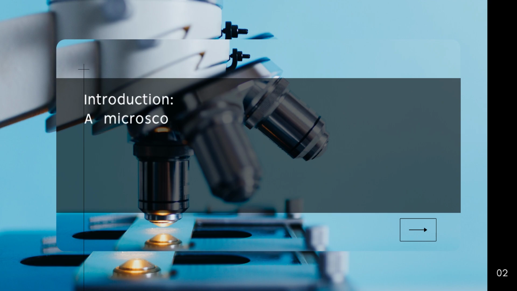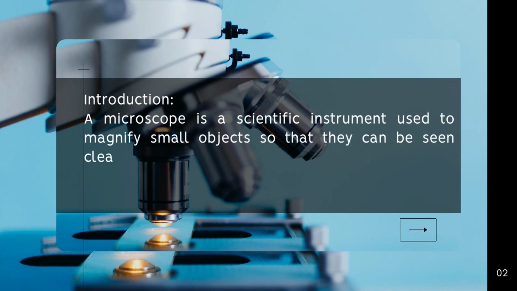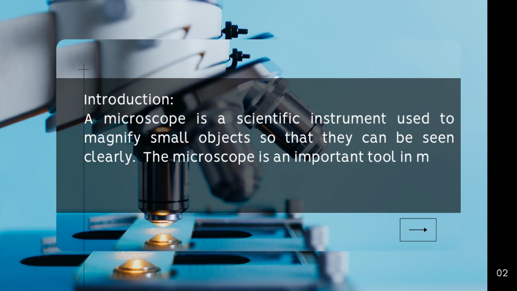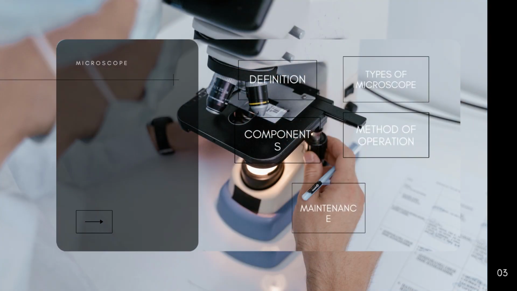Introduction. A microscope is a scientific instrument used to magnify small objects so that they can be seen clearly. The microscope is an important tool in many fields such as biosciences, medicine, industry, and scientific research. Categories.